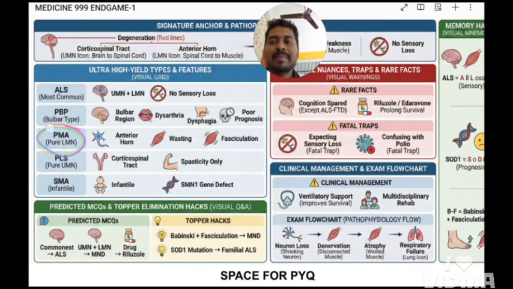Similarly, PMA, that is progressive muscular atrophy, involves degeneration of the anterior horn cells, leading to wasting and fasciculation. This wasting and fasciculation are also LMN symptoms, lower motor neuron symptoms. But this is in the limbs, it is not in the cranial nerve region, not in the bulbar region.